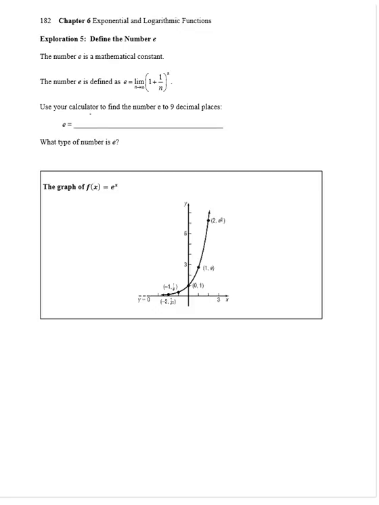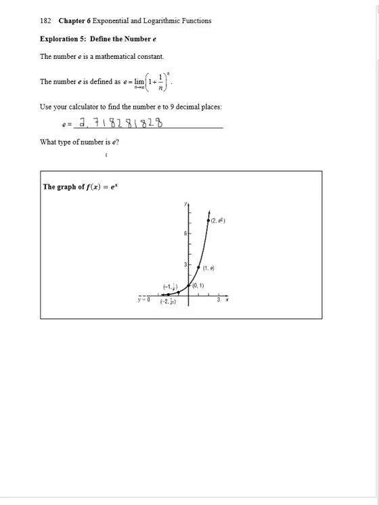So the number e is a mathematical constant, and it's defined as the limit as n approaches infinity of (1 + 1/n)^n. Fortunately, we have a button on your calculator for that, so you can use your calculator to calculate it to 9 decimal places, and you should get 2.718281828.